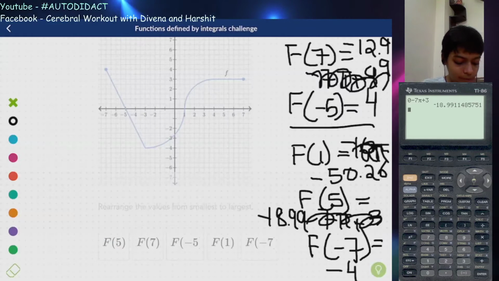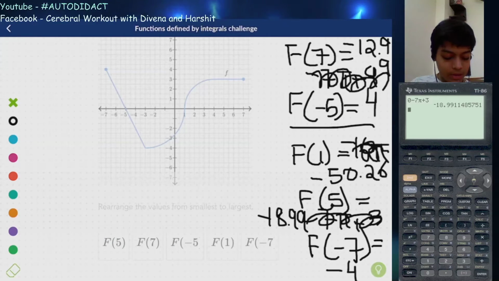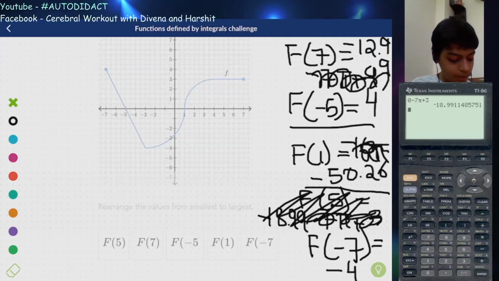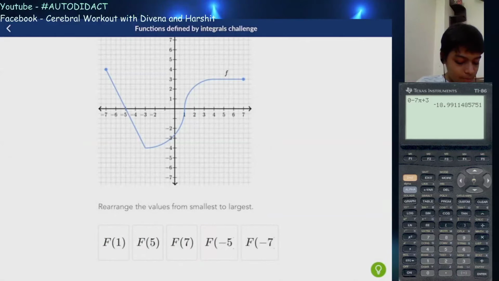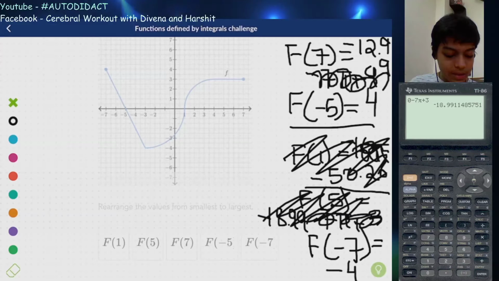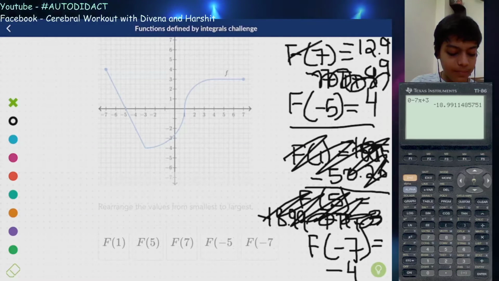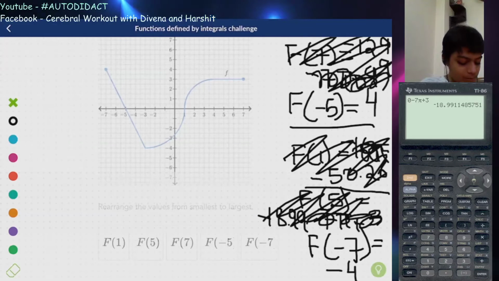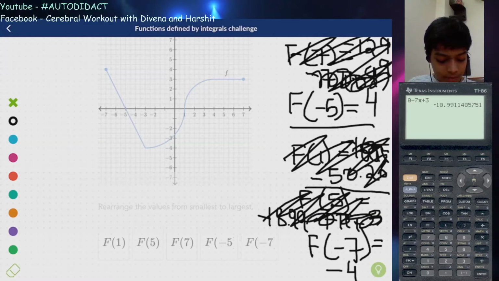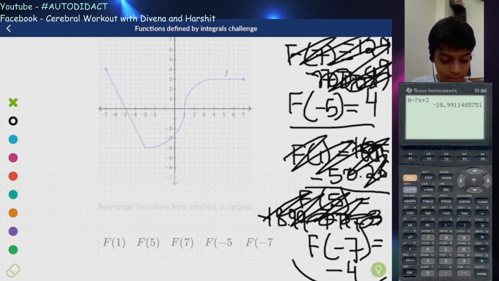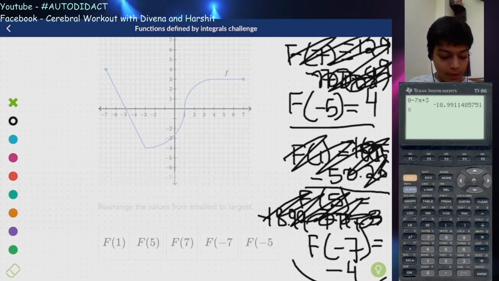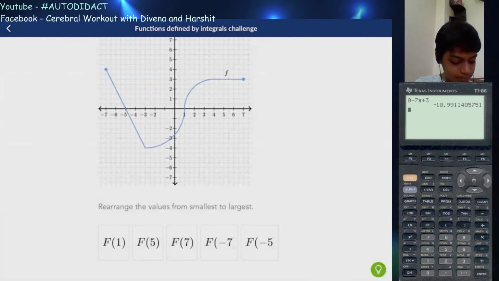Let's just get this negative f of 5 over there. So let's just cut it. But the smallest one was this one, f of 1. Then f of 5 comes in. Then we get this negative 12.99, f of 7. Okay, right over here. And then we get this one, f of negative 7. Then we get f of negative 5, which is the largest of them all.